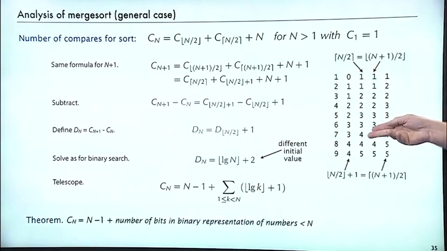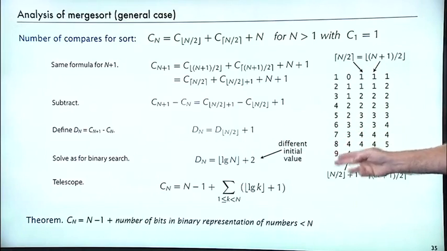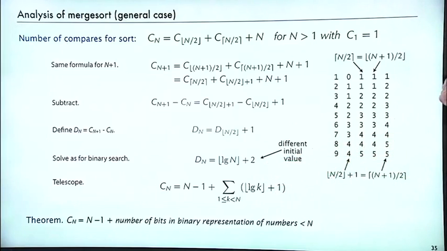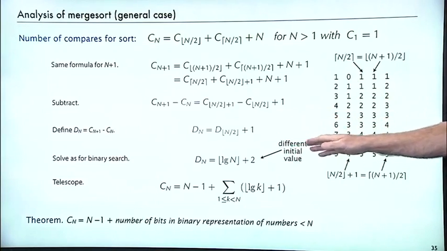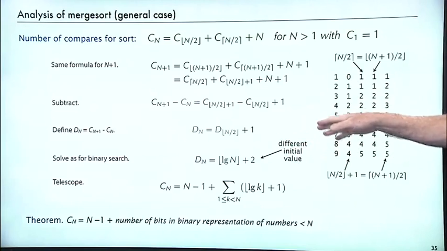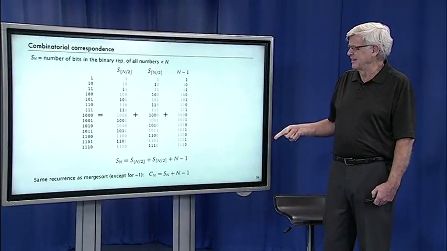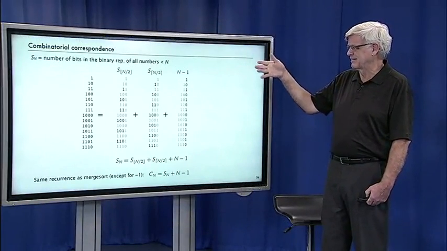And so now, what's interesting about that sum is that this thing here is the number of bits in the binary representation of k. So this is a proof that c sub n equals n minus 1 plus the number of bits in the binary representation of all the numbers less than n. And that's an interesting fact.